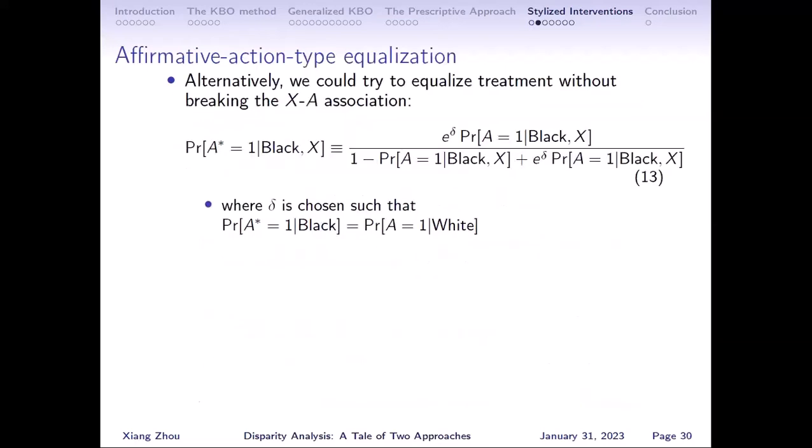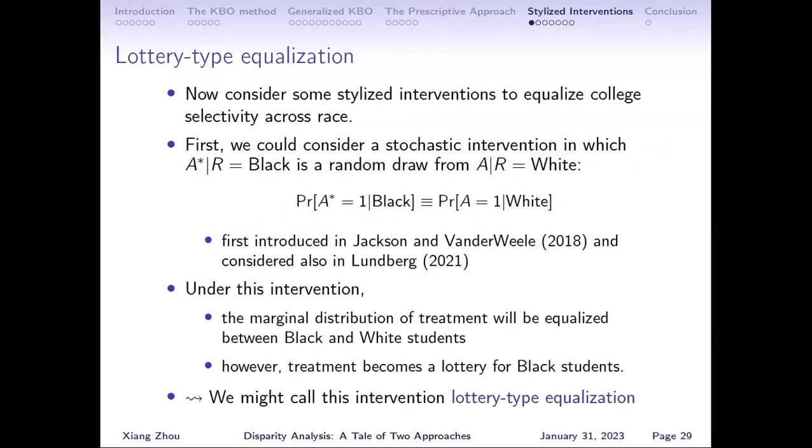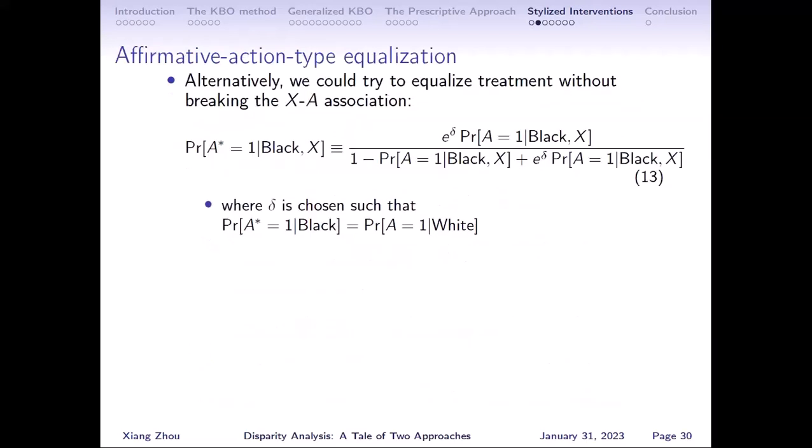And you can see in a lottery type equalization, we break all pre-existing associations between pre-college characteristics and whether the students attend a selected college, which is quite unrealistic, right? And alternatively, we could try to equalize treatment marginally, without breaking the association between pre-treatment covariates and selected college attendance. And this can be done through a functional form like equation 13, which seems more complicated than it is.